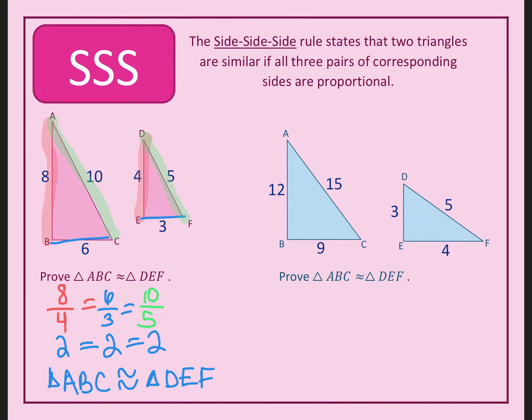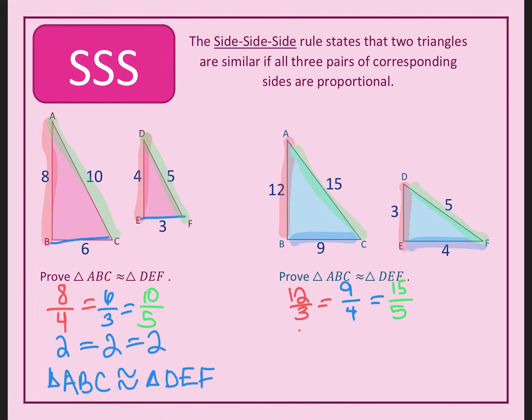So now our next one, again, we have to set up all three sides. So we're going to start with AB over DE. So AB, let me do some highlighting here. AB over DE, is it equal to BC over EF? And is that equal to AC over DF? So 12 over 3, is it equal to 9 over 4? And is that equal to 15 over 5?